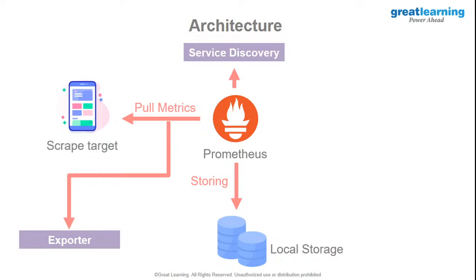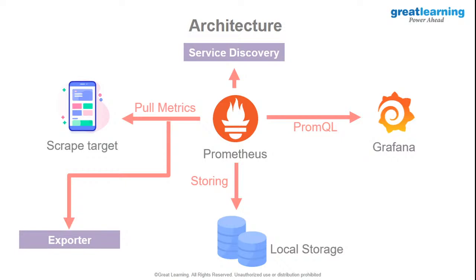In local storage, it will be stored in its own DB. So it will be stored over there. And once the data has been stored, we can start visualizing the data with the help of PromQL and Grafana. So in Grafana, you can select Prometheus as a source, and you can make use of PromQL to create your specific visuals and your charts. All right, so this is the basics of how we're going to be collecting data.